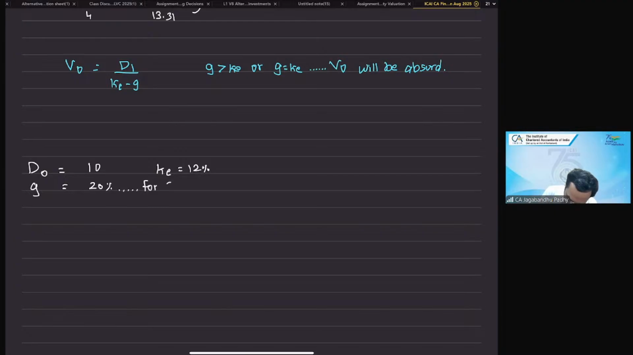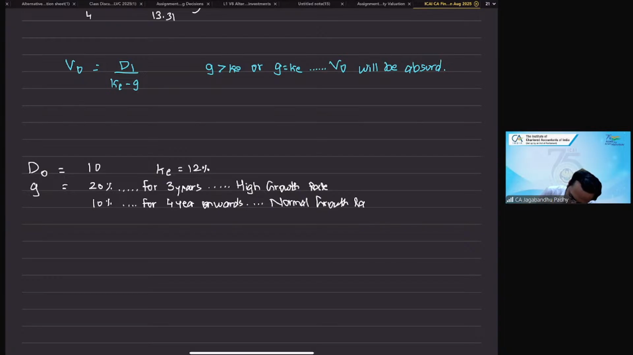Right? So this 20% growth is going to be there for, let's say, 3 years, which is a high growth rate. And then we have a 10% growth rate from year 4 onwards, and this is your normal growth rate, or you can say the stabilized growth rate. So the stabilized or normal growth rate is going to be 10% from year 4 onwards.